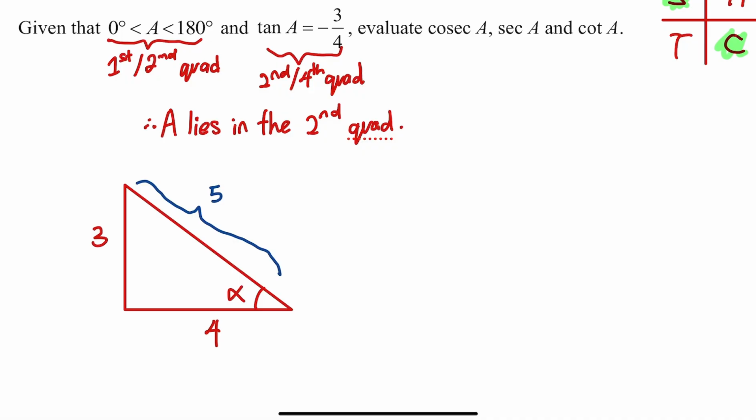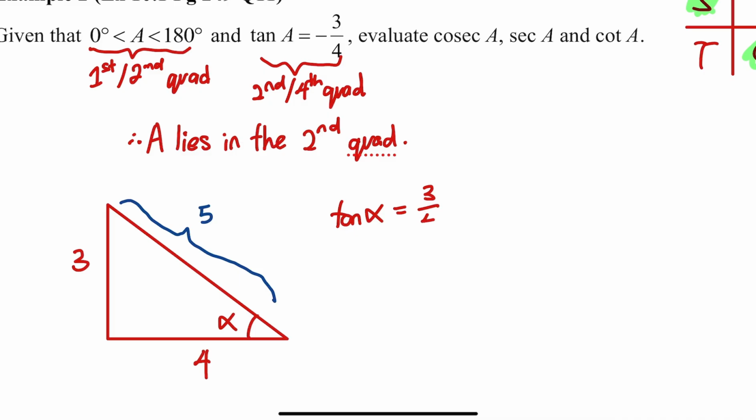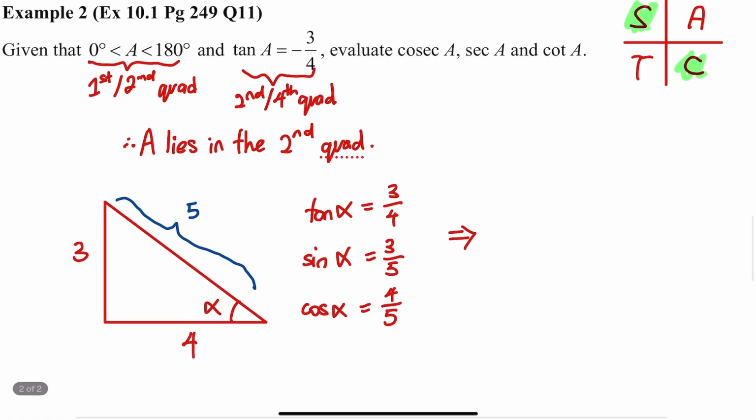So this means that based on this triangle, tangent alpha, which is the notation for a reference angle, is 3 over 4. Sine alpha is opposite over hypotenuse, 3 over 5. And cosine alpha is 4 over 5. So converting reference angle to the angle A, in the second quadrant, only sine is positive.